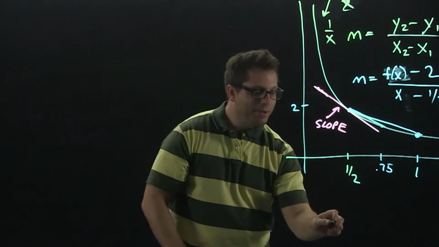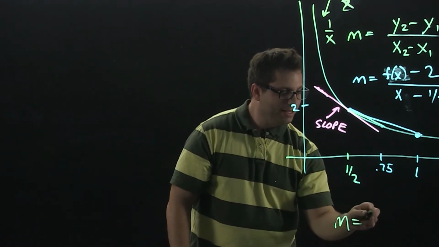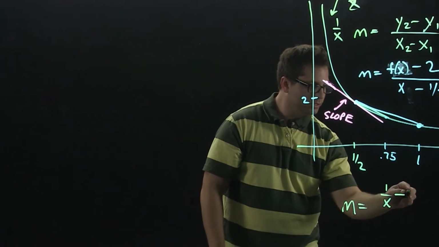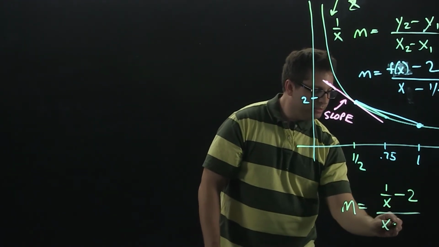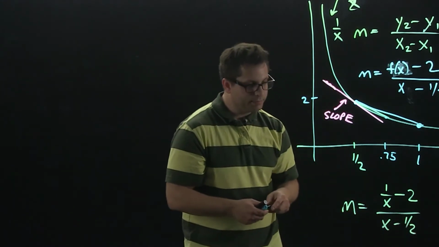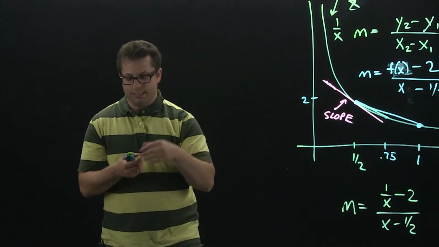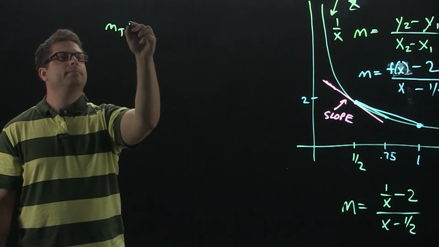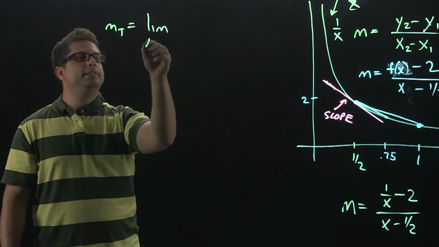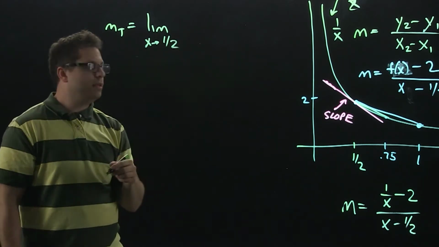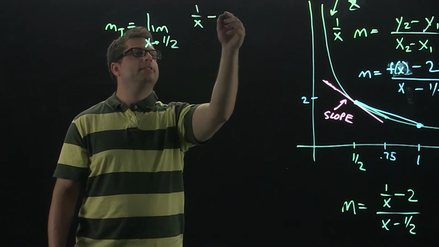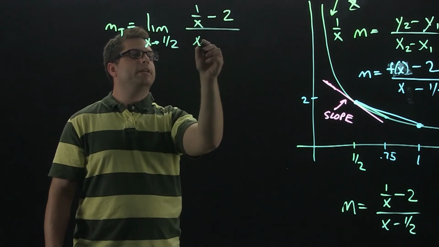So now what we're going to evaluate is 1 over x minus 2, over x minus 1/2. This is the function, so let's set up our limit. The slope of the tangent line is the limit as x approaches 1/2, and all my secant line slopes are going to be 1 over x minus 2 over x minus 1/2.